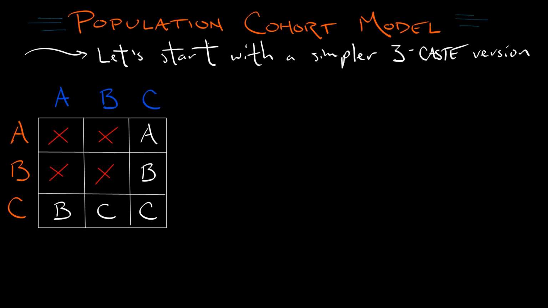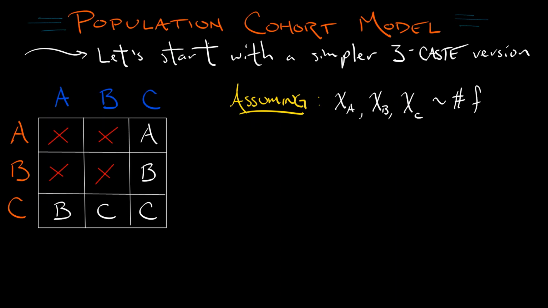Now our model is going to have some assumptions. Let's say that XA, XB, and XC are the population sizes. But to be precise, this is really going to be the number of females in the population. Or, if you like, the number of males in the population. We're going to assume that it's a 50-50 split. That's going to be important later.